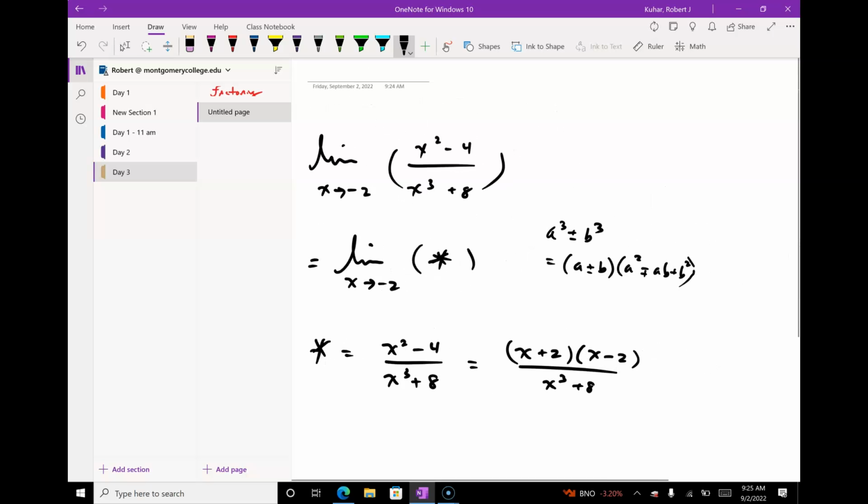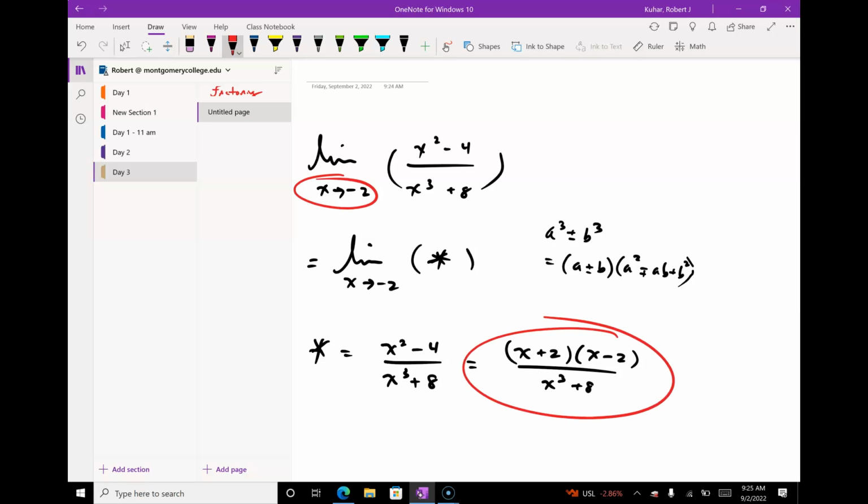So what issue do I have with this -2? Where's the issue in here that I have with the -2? Yes, it makes the denominator 0. What part of the numerator does it make 0? The x plus 2, right?